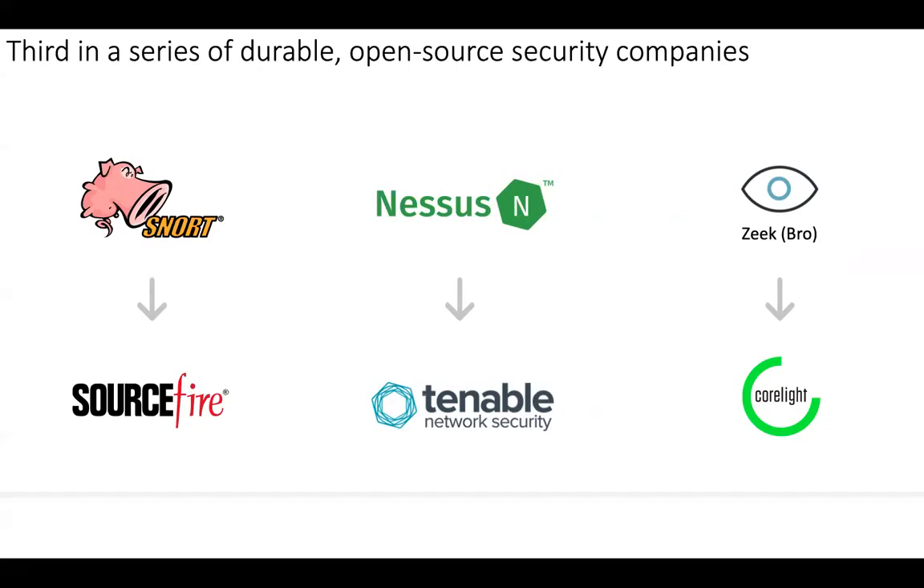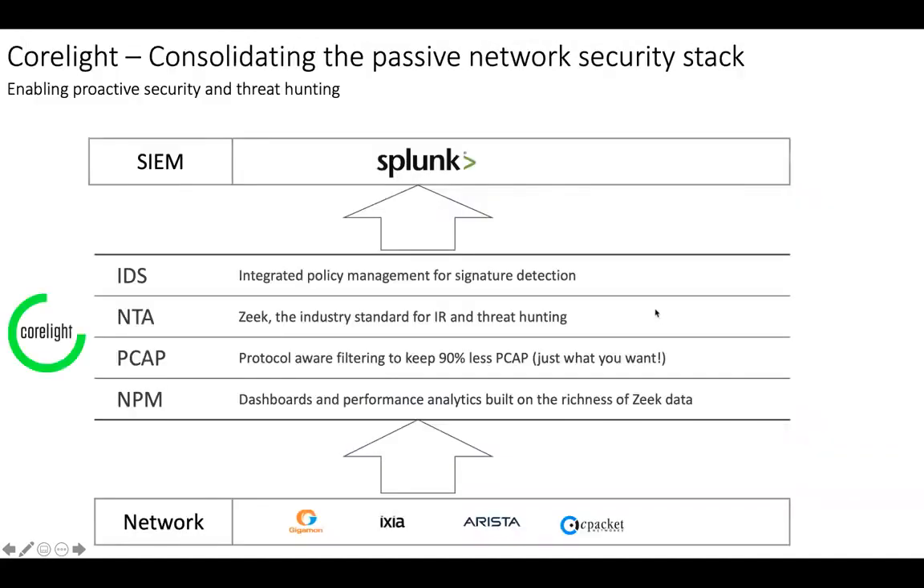Corelight has commercialized Zeek, but the key difference is that we still maintain and manage the open source project as well. Corelight is very actively involved in the project, but our solution is starting to split and bifurcate, where we are adding intellectual property on the Corelight side, but still using Zeek as the core engine.